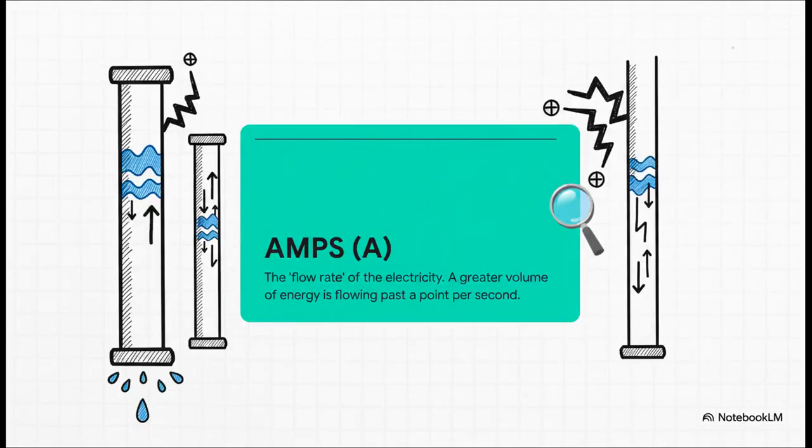Next up, we've got amps. If volts are the pressure, amps are the flow rate. It's the sheer volume of water moving through the pipe. So, think about it. A really wide pipe can carry way more gallons of water per minute than a skinny one, right? Well, a system with more amps has a greater volume, a bigger flow of electricity.